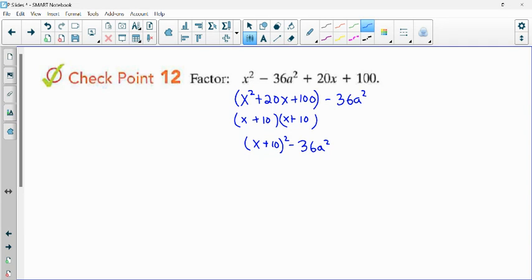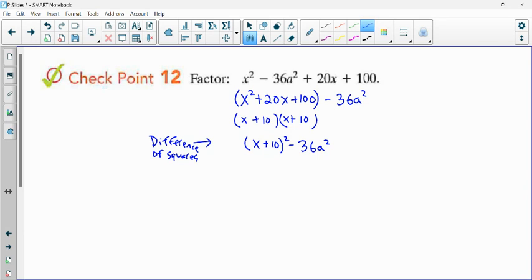So now when we look at those two terms, we have something squared minus 36a squared. 36 is what kind of number? Perfect square. A squared is also a perfect square. And notice this first term is squared. So we actually have a difference of squares now also. So I have to factor this one more step further.